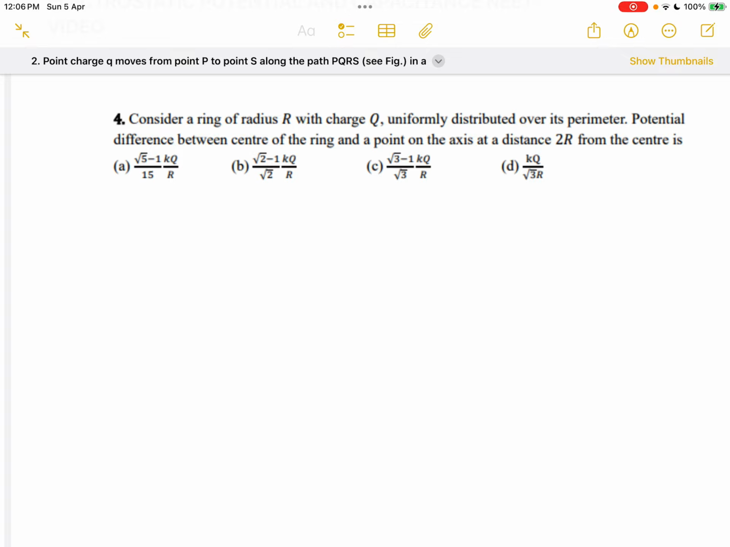Consider a ring of radius R with charge Q uniformly distributed over its perimeter. Potential difference between the center of the ring and a point on the axis at a distance 2R from the center is.